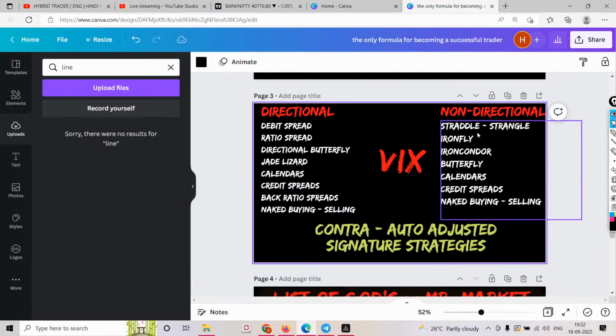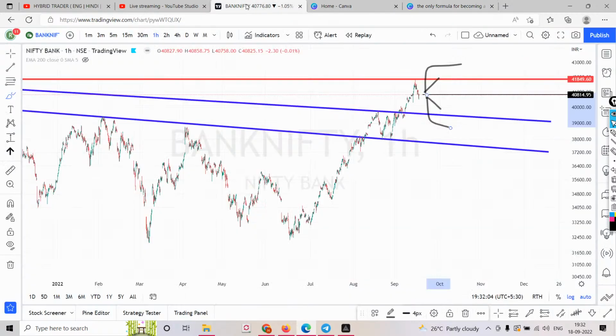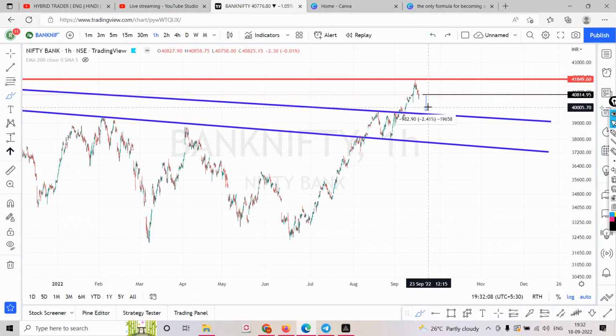Now let me show you the butterfly, how we can go for the butterfly. Okay, now let me delete all these things. So let's say butterfly can be used as a directional as well as a non-directional. We all know. Okay, so let's say looking at the market, you have the view that maybe the market will go up. So how can you deploy the butterfly?